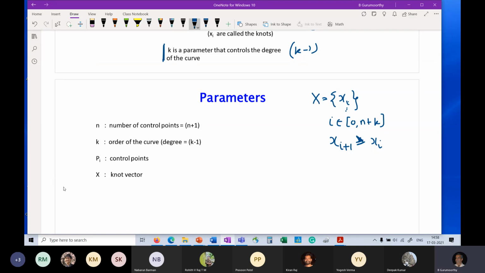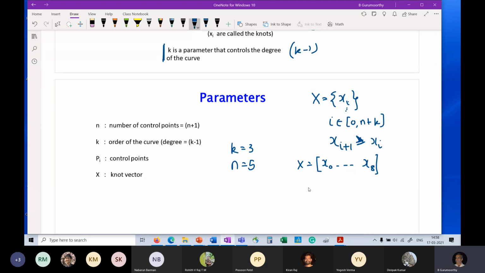Okay, which means if you were to take a quadratic curve, so k equals 3, and let's say you wanted 6 control points, so n is equal to 5, then your x basically will have the following elements, x0 all the way till x8. So 9 elements, right? N plus k plus 1.